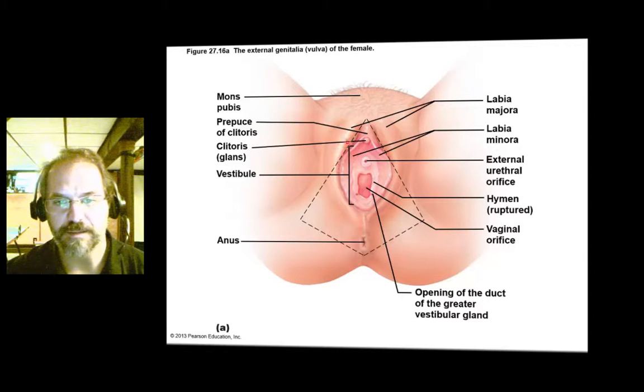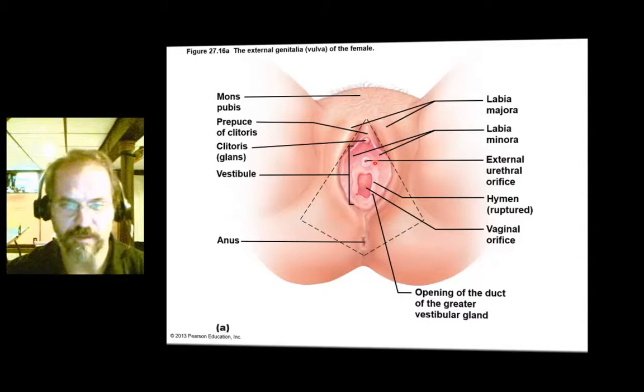What we're looking at is the mons pubis being up here, and then the labia majora, the fleshy folds, lateral, and then the labia minora. Between the two labia minora, that's the area that we would call the vestibule. At the extreme anterior end of that, we can see the protrusion of the erectile tissue called the clitoris. You go down below that a little posteriorly, and you get the external urethral orifice. And below that, you have the opening of the vaginal canal.